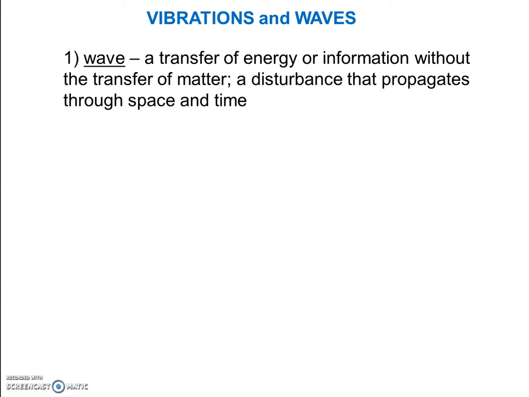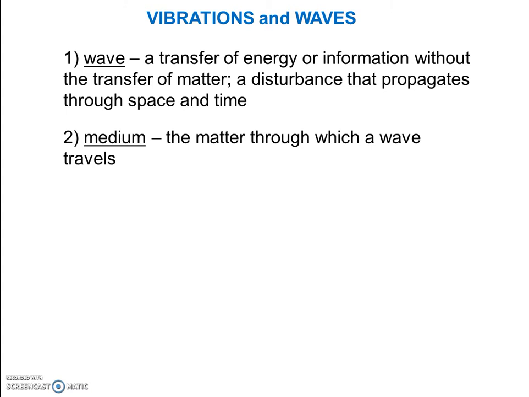In doing so, I've disturbed something in between me and him. I've created a disturbance that propagates through space and time. Propagates is really just a fancy word for travels. So I've disturbed something, and a disturbance travels through space and in time to get to the intended destination. What does it travel through? Well, we call that the medium. That's the matter through which a wave travels.